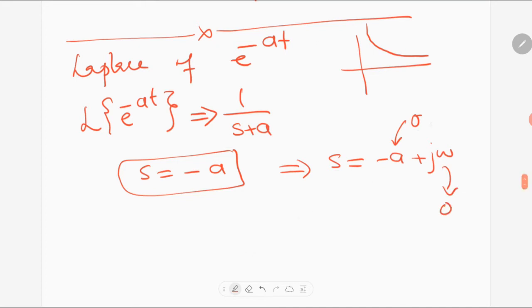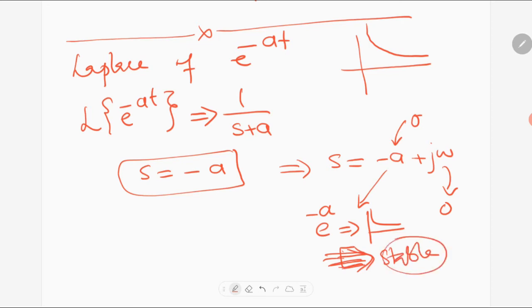So this sigma tells us that we have the e, which decays with rate A, and the signal has some decaying, some converging properties, and it will converge to some point. We can say that this system is stable because it converges to some specific value and doesn't explode if we progress in time.